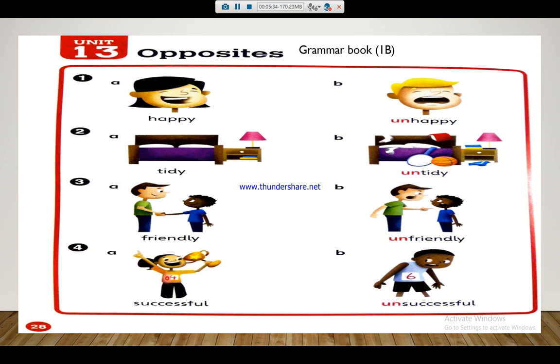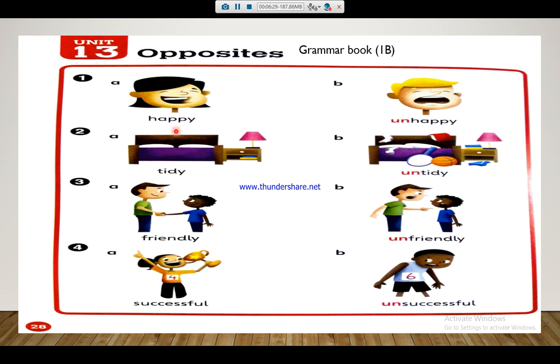Unfriendly. Okay. The girl is successful. But the boy is not. He is unsuccessful. So let's read the numbers one more time because we are going to play a memory game. Number one, happy, unhappy. Number two, tidy, untidy. Number three, friendly, unfriendly. Number four, successful, unsuccessful.